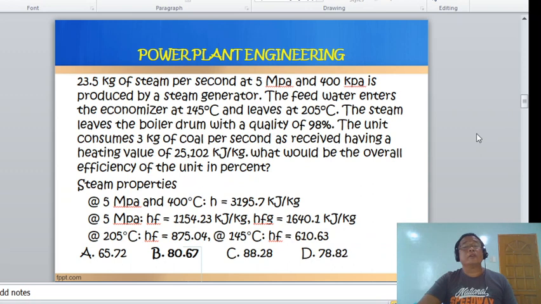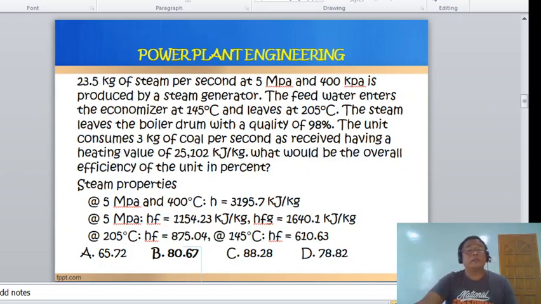Okay, so another class, we have also another problem here. Let us also take now this example. 23.5 kilogram of steam per second at 5 megapascal and 400 degrees Celsius is produced by a steam generator. The feed water enters the economizer at 145 degrees and leaves at 205. The steam leaves the boiler drum with a quality of 98%. The unit consumes 3 kilogram of coal per second as received, having a heating value of 25,102 kilojoules per kilogram. What would be the overall efficiency of the unit in percent?